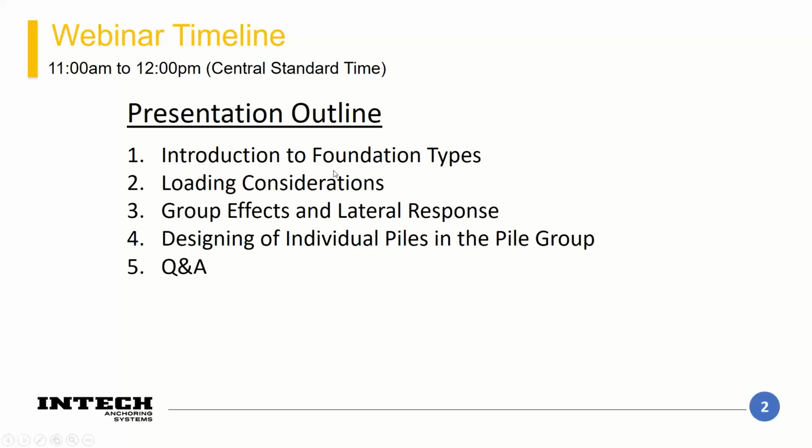First, we're going to have just a quick introduction to the different types of foundations that we commonly use. Go into all the different loaded considerations that you need to look at when you're designing for a foundation. And then we're going to dig into, okay, what are the group effects when you've got a pile group? And more particularly, what's the lateral response when you have this pile group? And we're going to wrap it up by looking at designing of the individual piles in that pile group once you've got all your group effects figured out. And then we'll open it up for any questions you guys might have.